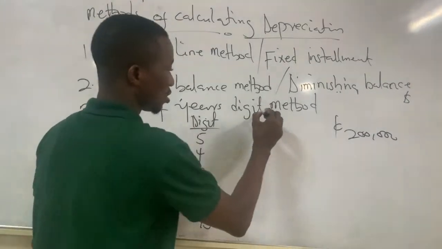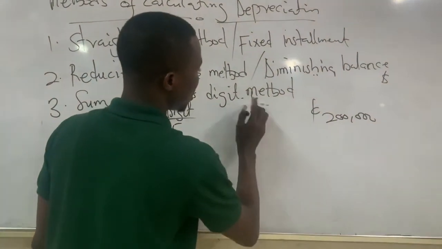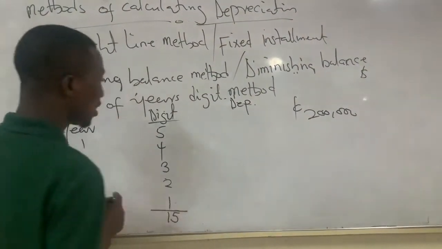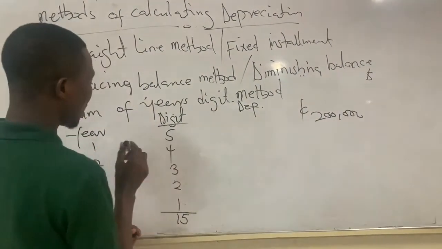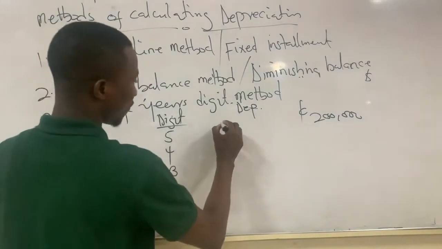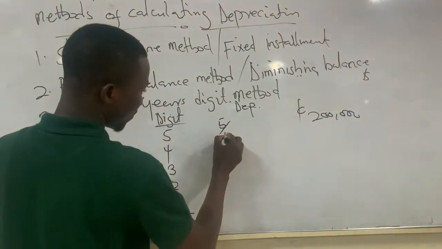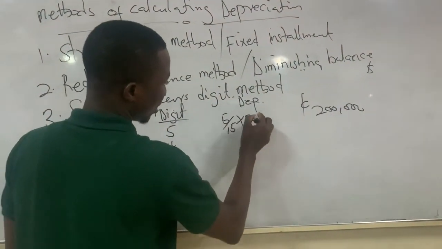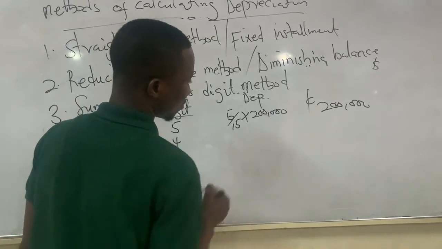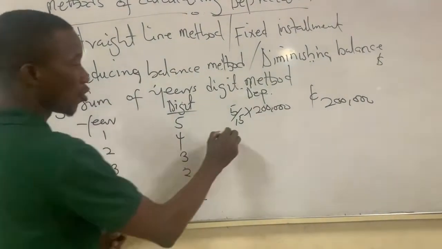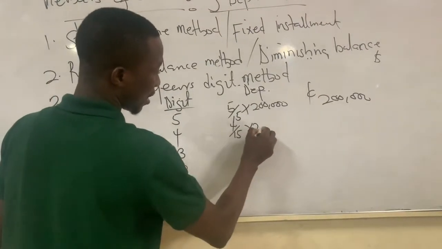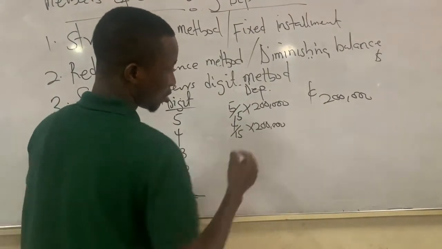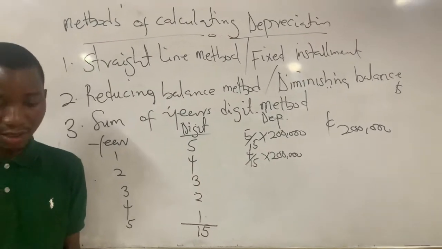$200,000. So this is the calculation of the depreciation. To determine the depreciation, we pick the first digit, which is year 1. So 5 out of 15, you multiply it by the cost of the asset. Is that okay? The next one will be 4 out of 15, you multiply it by the cost of the asset. Are you actually getting the concept?